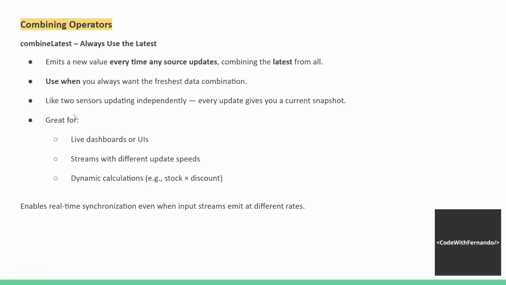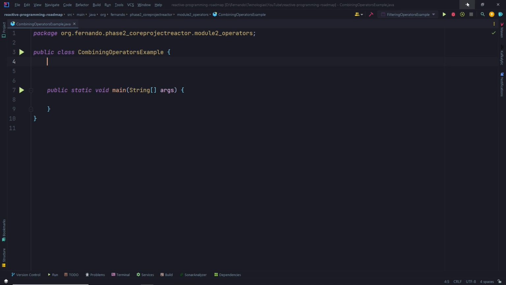And then we have combineLatest. Always use the latest, because you see the word latest, right? It emits a new value every time any source updates, combining the latest from all. Use it when you always want the freshest data combination, like two sensors updating independently. Every update gives you a current snapshot. This is great for, for example, live dashboards or UIs, streams with different update speeds, and dynamic calculations. Let's continue with our code demonstration about combining operators.